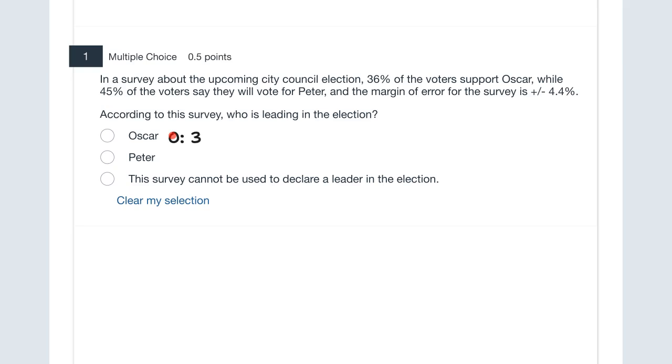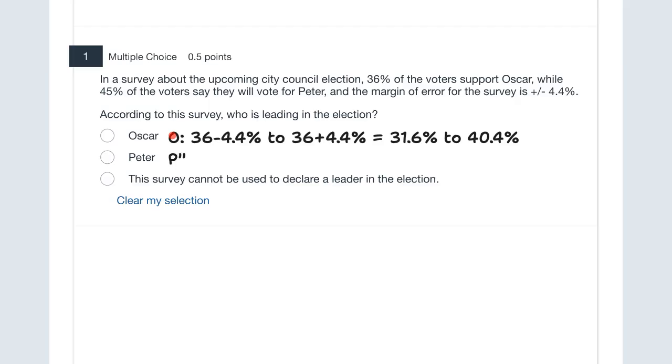So he is 36 minus 4.4% up to 36 plus 4.4%. So 36 minus 4 would be 32. Take away the additional 0.4. So this is 31.6% for the lower bound. 36 plus 4 is 40. Add the 0.4. So this is 40.4% for the upper bound.